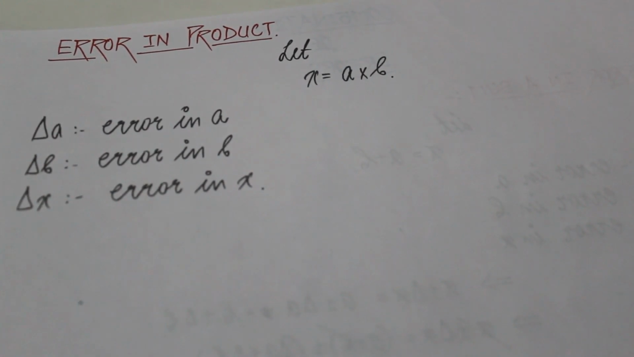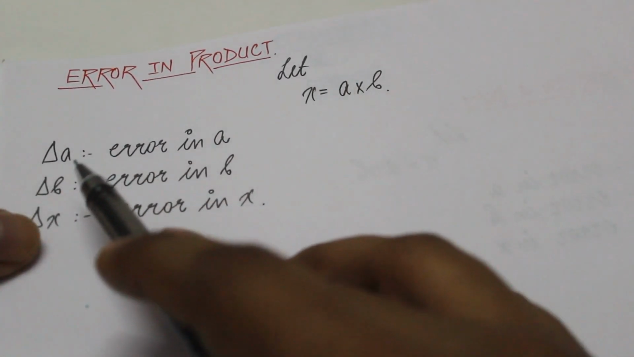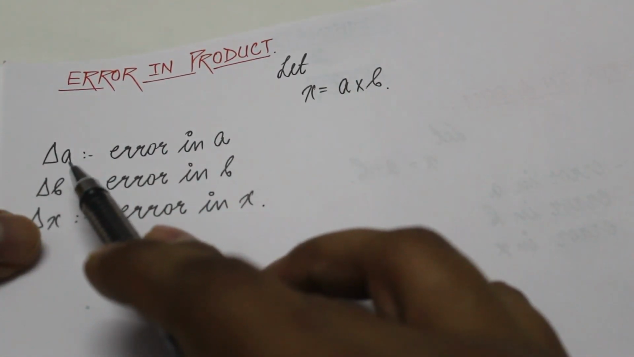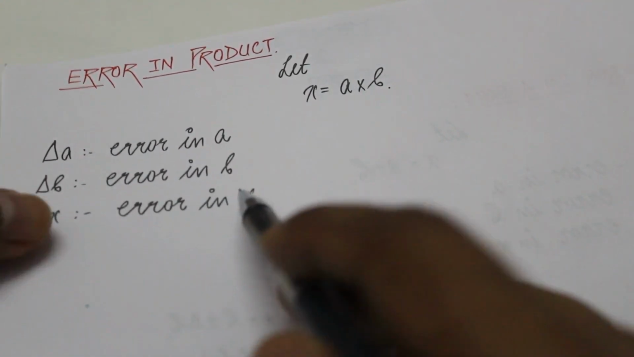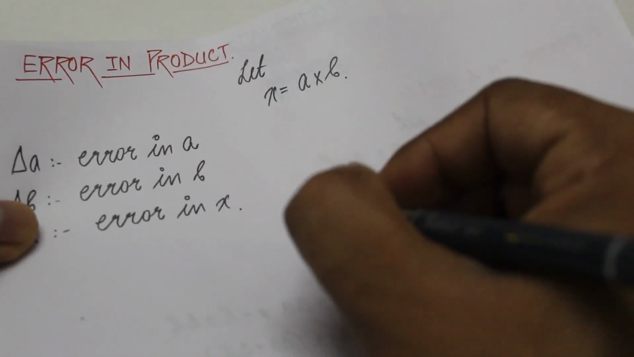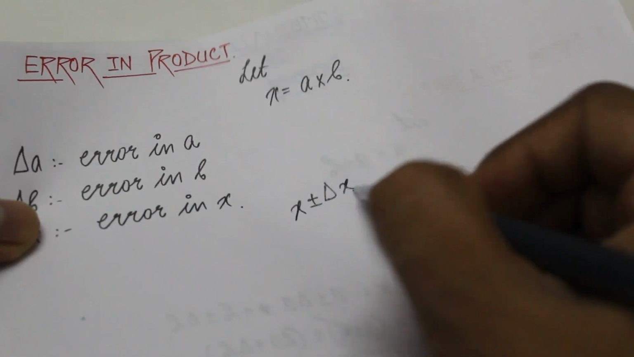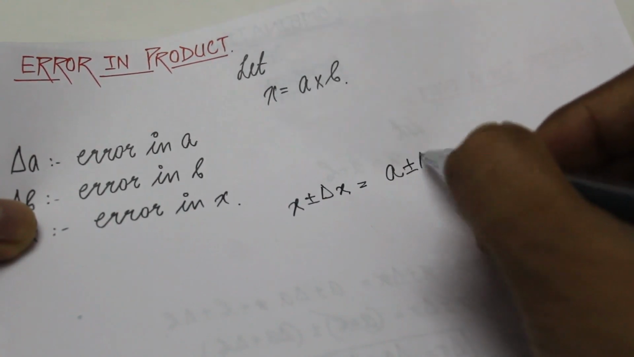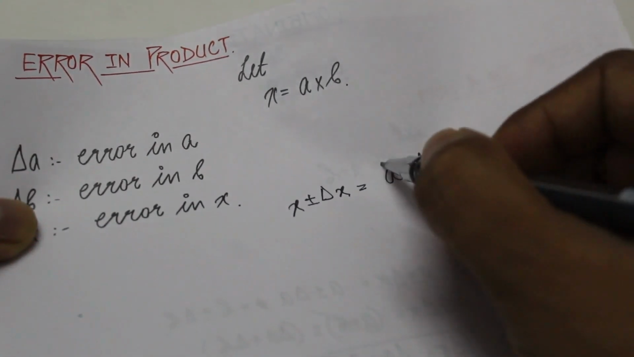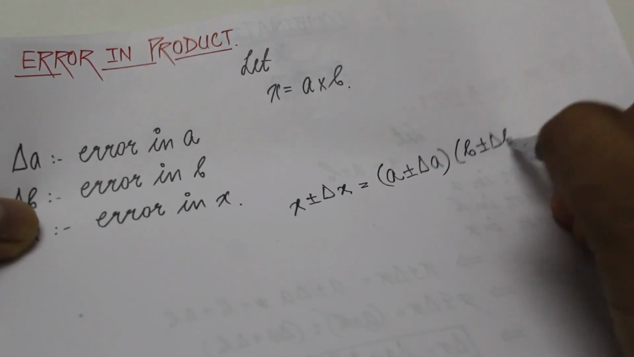Moving on, now we'll find out the error in product. Let's say x is equal to a into b. As we have already discussed, delta a is the error in a, delta b is the error in b, delta x is the error in x. So we can write it in the form of x plus minus delta x is equal to a plus minus delta a multiplied by b plus minus delta b.